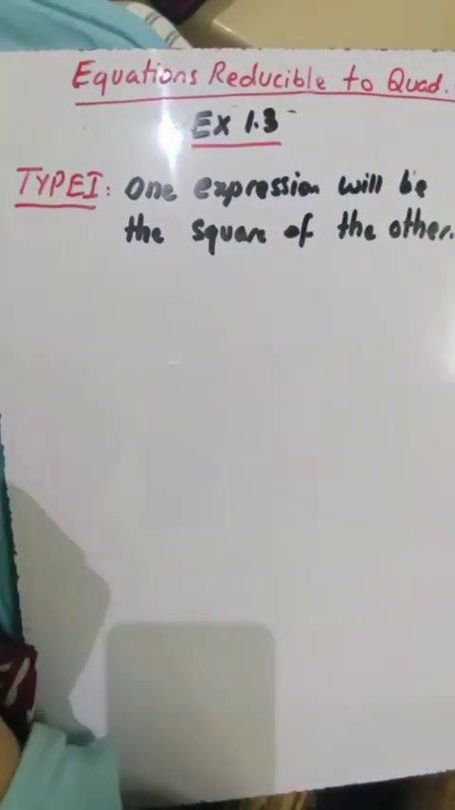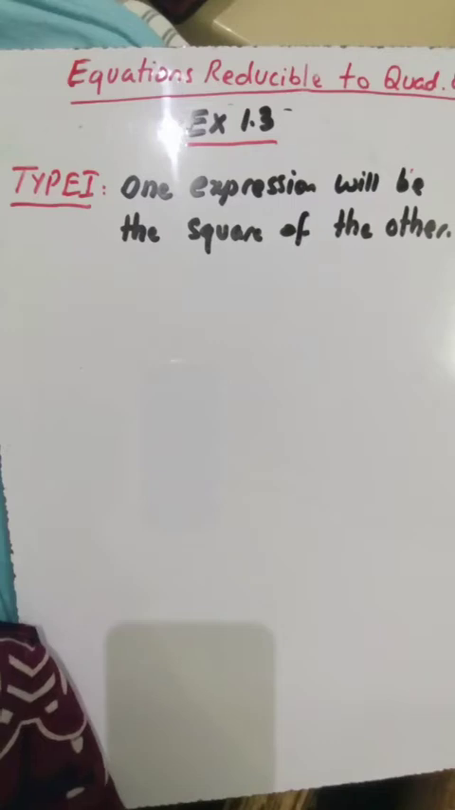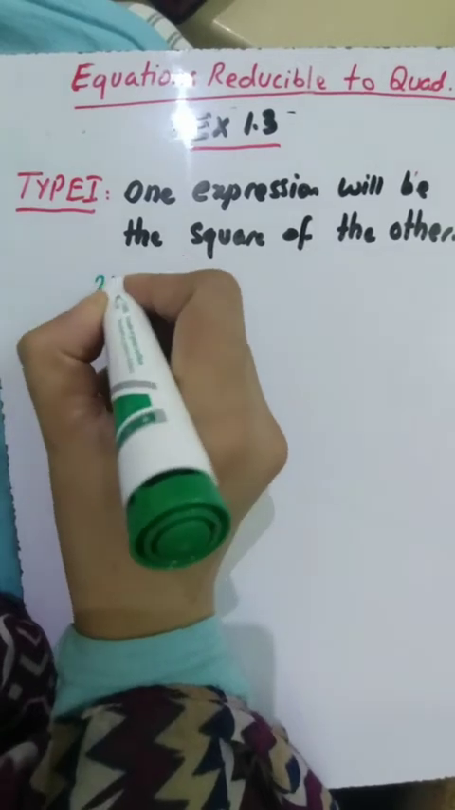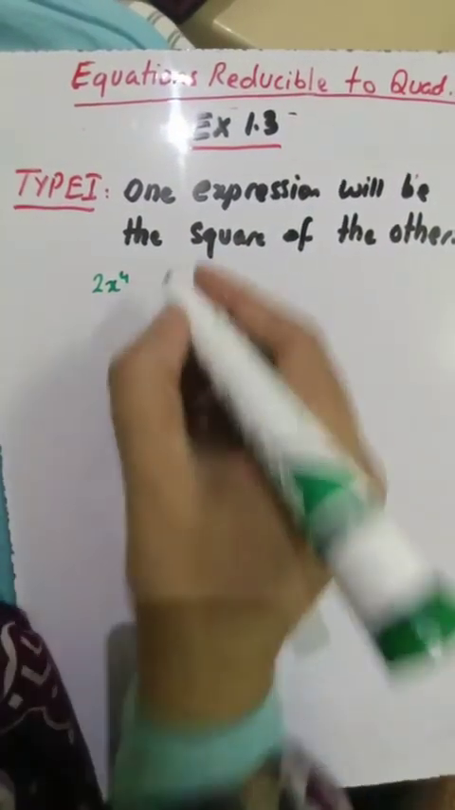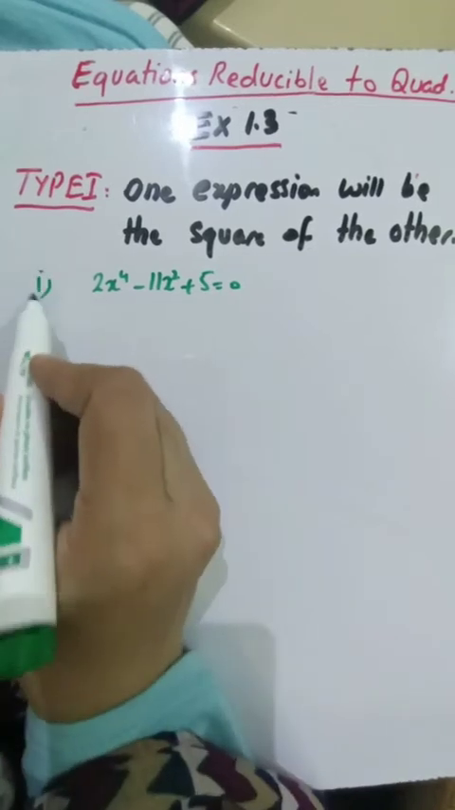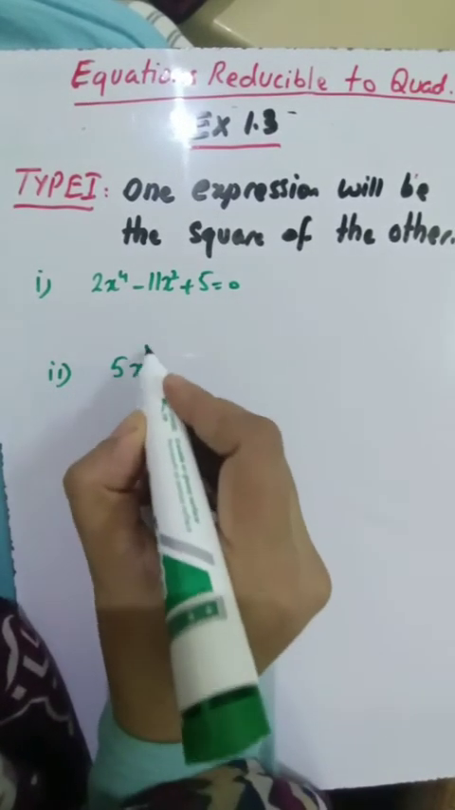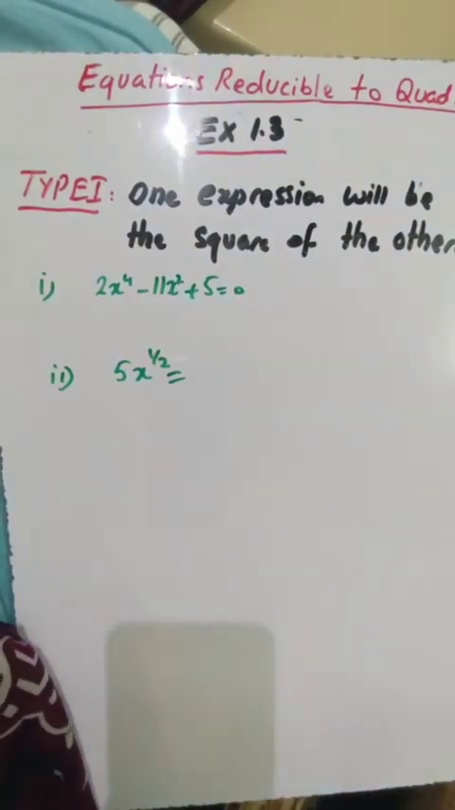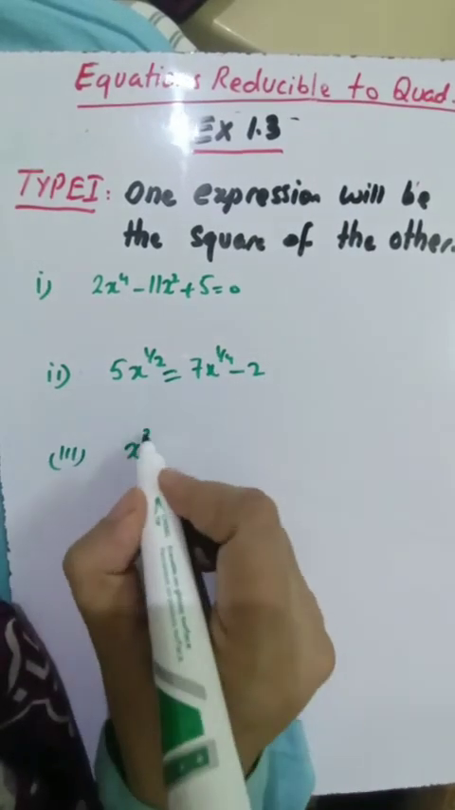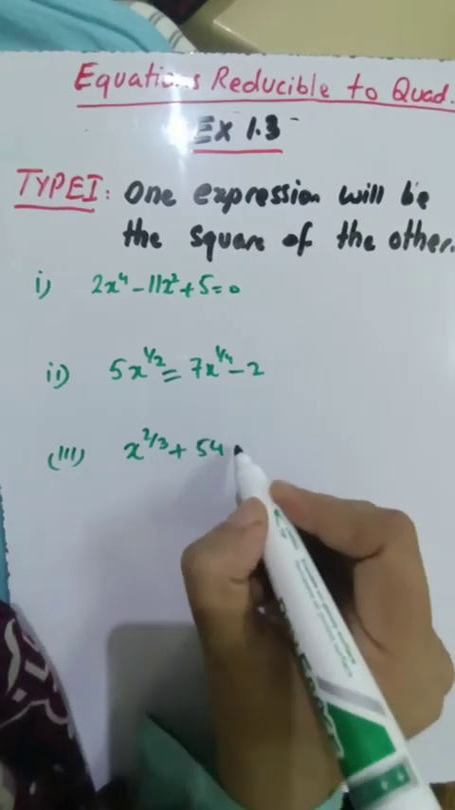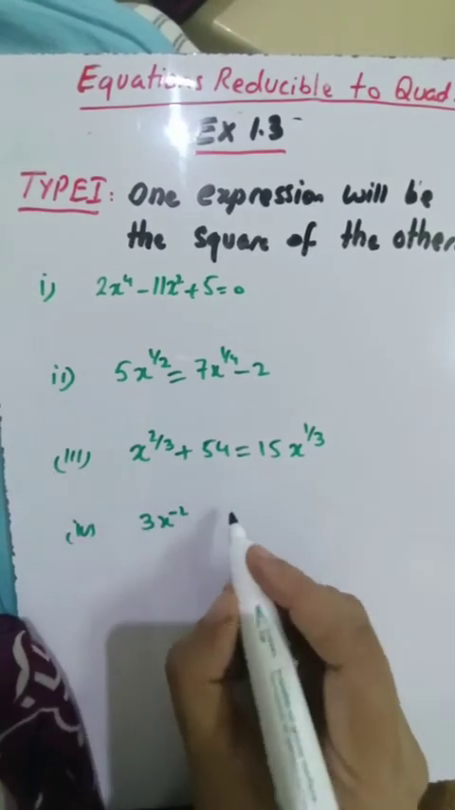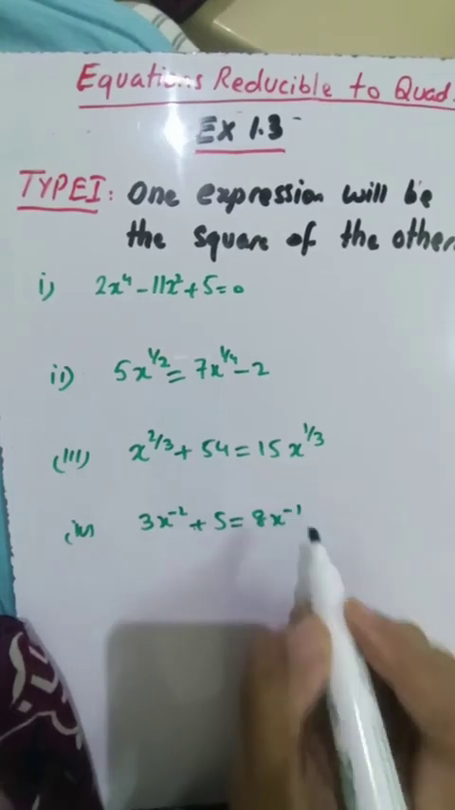For example, let me write a few examples from your exercise. First is 2x raised to power 4 minus 11x square plus 5 is equal to 0. The second example is 5x raised to power 1 by 2 is equal to 7x raised to power 1 by 4 minus 2. Third example is x raised to power 2 by 3 plus 54 is equal to 15 x raised to power 1 by 3. And the fourth is 3x raised to power negative 2 plus 5 is equal to 8 x raised to power negative 1.